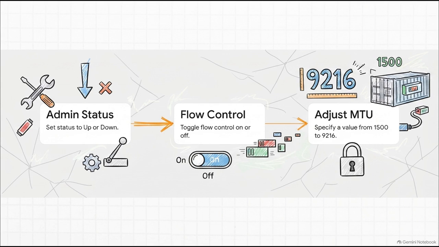So once it's down, you can easily jump in, toggle flow control, and dial in your maximum transmission unit, as long as it's a valid number between 1500 and 9216. The GUI is really designed to catch those simple, silly configuration errors before they can bring down a link.